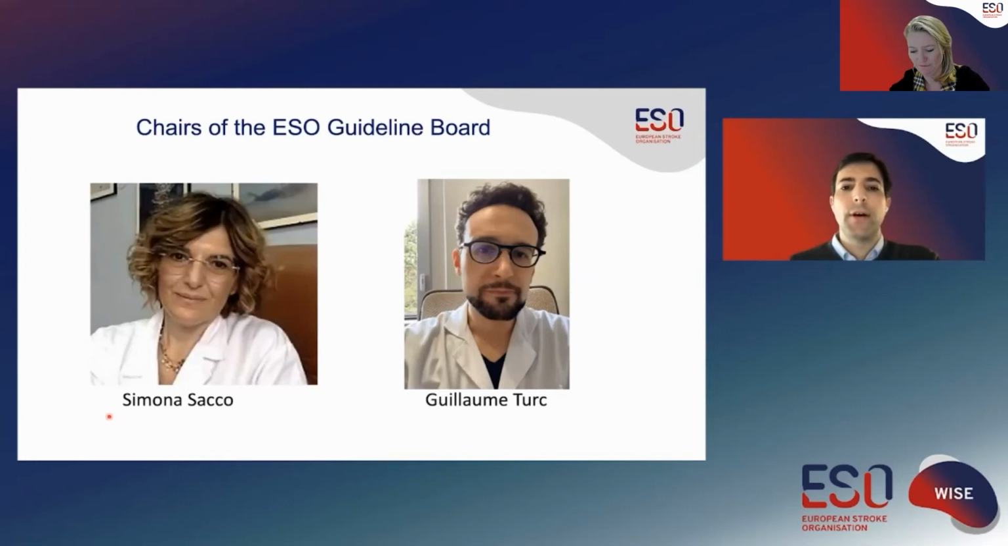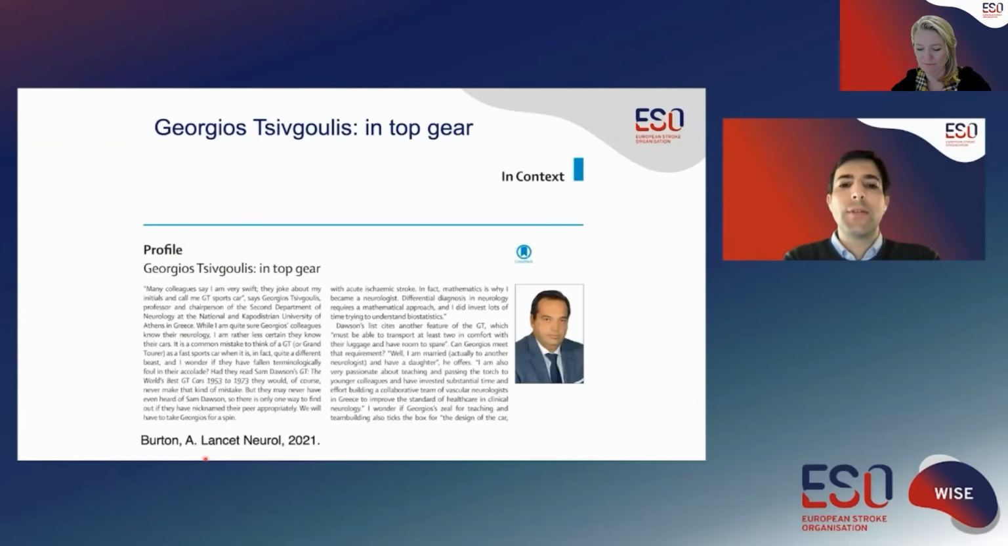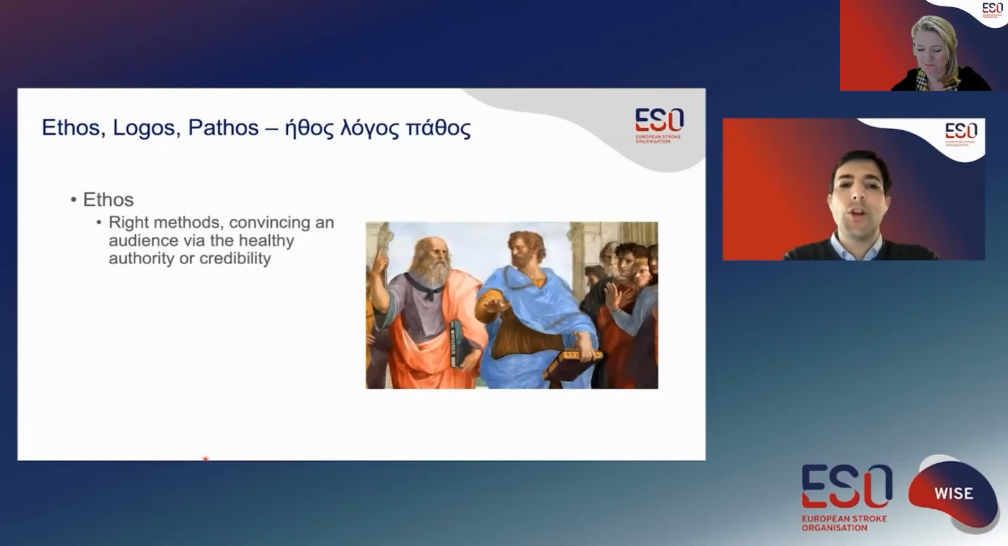But going from Norway to Greece, I admit a car is not the ideal tool to go, but I would like to show you this Grand Tourer electric prototype, GT. Why GT to Greece? Of course, because of Georgios Tsivgoulis in Top Gear. Georgios got this beautiful and honoring profile in Lancet Neurology, which I really encourage you to read. And Georgios embodies and taught me the values of ethos, logos, pathos, here also in the Greek alphabet, acknowledging that in Europe we also have different alphabets.